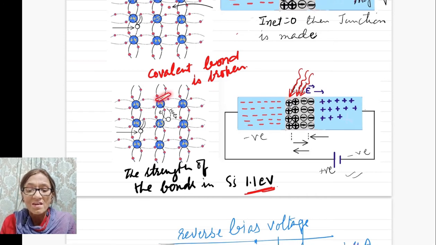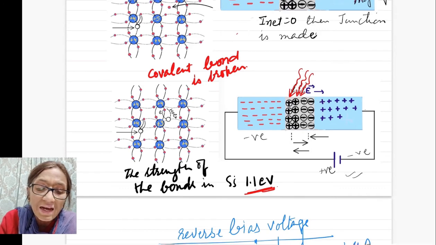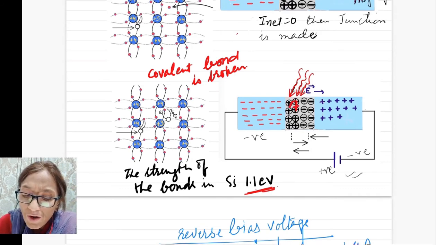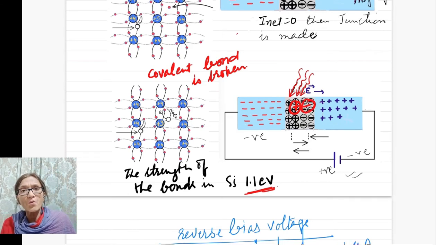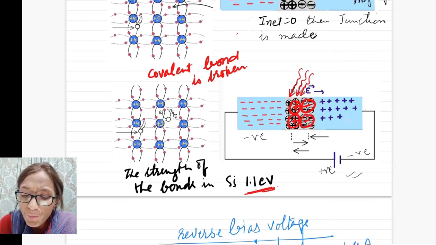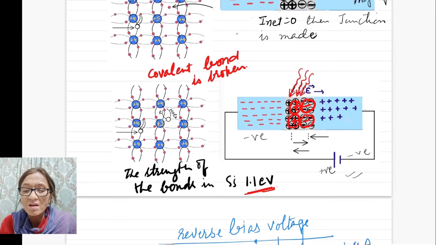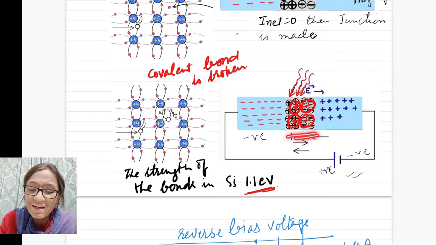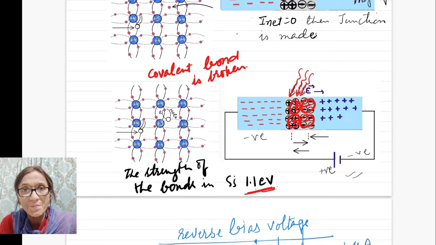volt, the bond will be broken, and an electron and hole pair will be formed. Because when a bond is broken between electron and hole, you will have new pairs of electron and hole. So electron and hole pairs are formed in the depletion region. This is one phenomenon. And what is the next phenomenon?